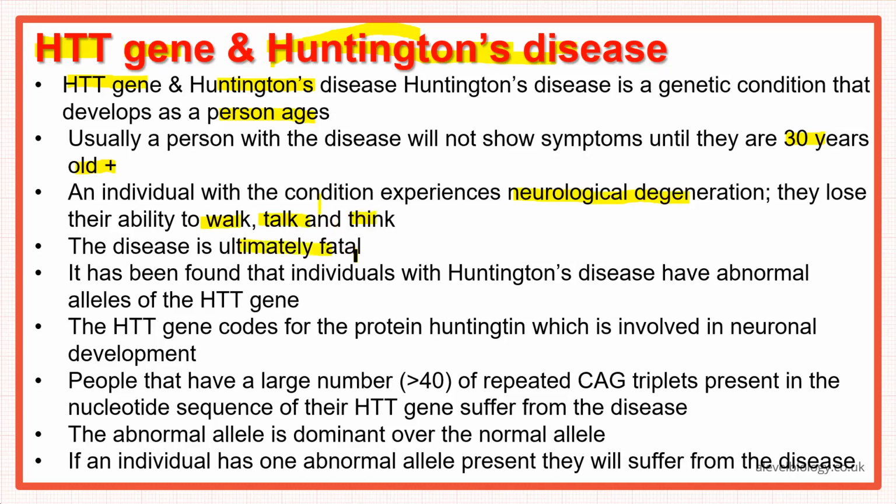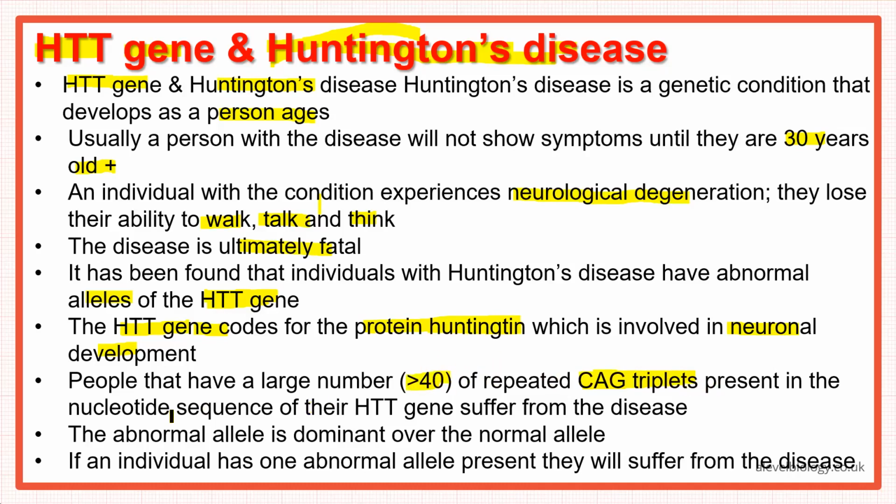Definitely, it's fatal. So it has been found that individuals with Huntington's disease have abnormal alleles of the HTT gene, right? The HTT gene codes for the protein huntingtin. This is the protein that the gene HTT is coding for, and it is involved in neuronal development. So people who have a large number of repeated CAG triplets, and when we're talking about a large number, we're talking about more than 40, right? So they have these more than 40 repeated CAG triplets.